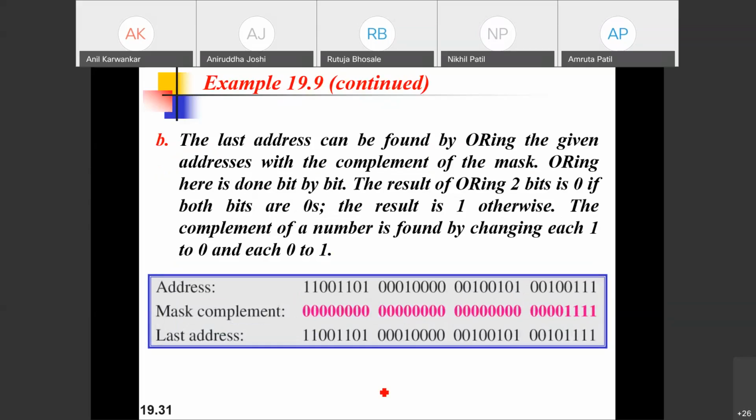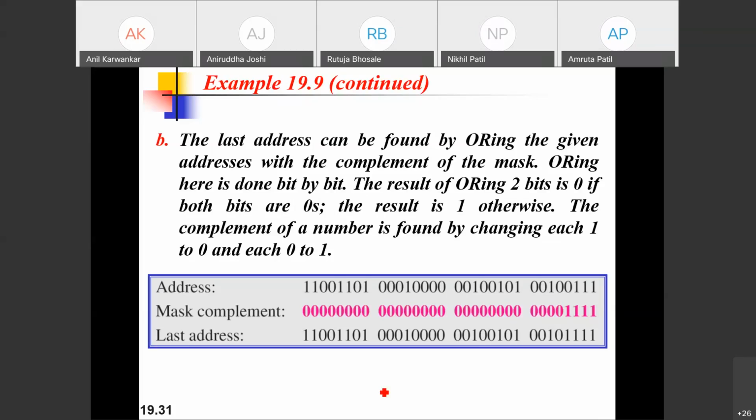And if you OR the complement of the mask with the address, for example with 255.255.255.0 and the last bits 1111, whatever the value, change all ones to zeros, complement the mask, and OR it bit by bit with the given address, that will provide you the last address. Just perform the simple calculations. You will get the first address as well as the last address in the entire range.